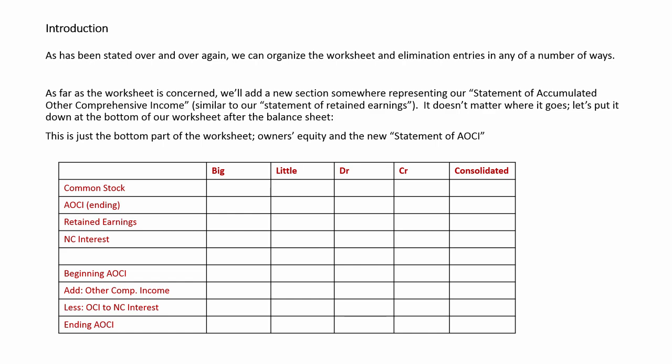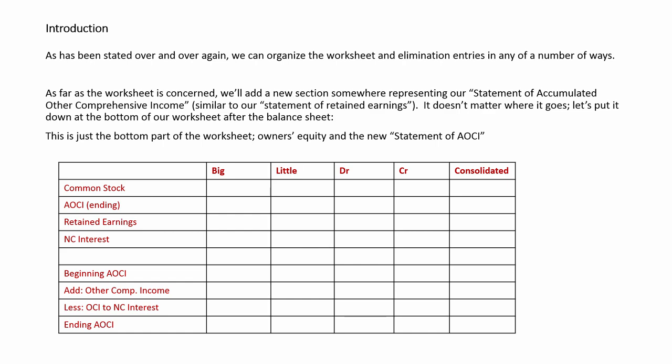It's essentially our statement of accumulated other comprehensive income. We have our beginning accumulated other comprehensive income, which is what we're going to adjust. We add our other comprehensive income for this year. We subtract out the other comprehensive income that accrues to the non-controlling shareholders, and then we're left at the bottom with our ending accumulated other comprehensive income.